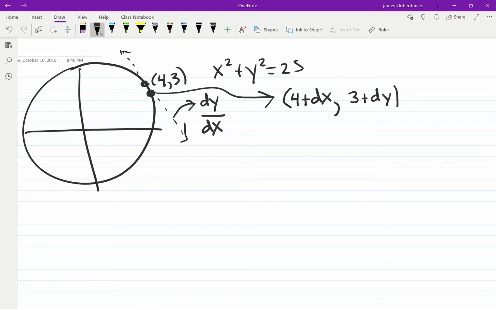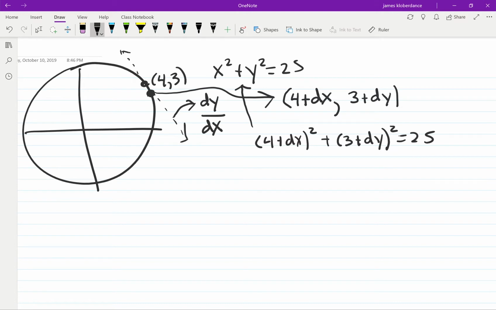And so what I'm going to do now is take this ordered pair and plug it into the equation that defines this circle. So x squared plus y squared equals 25 defines this circle. All right, so x is 4 plus dx, so I have to square it. I'm plugging it into that equation. Okay, there's my x coordinate plugged in. So I need to plug in my y coordinate and square it, which I'm doing now. And that whole thing equals 25.